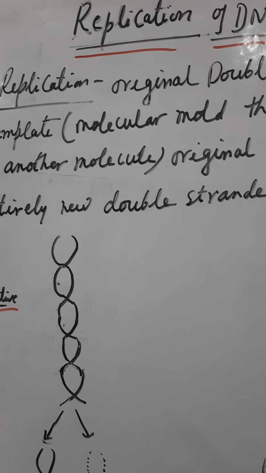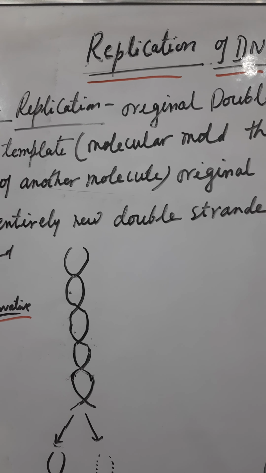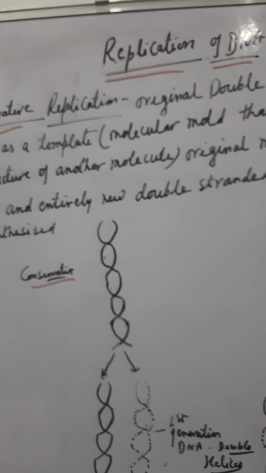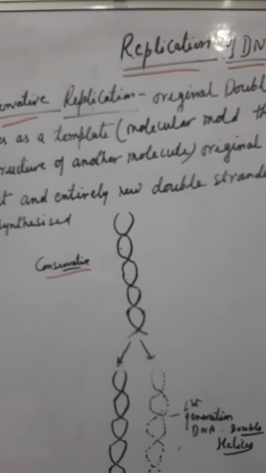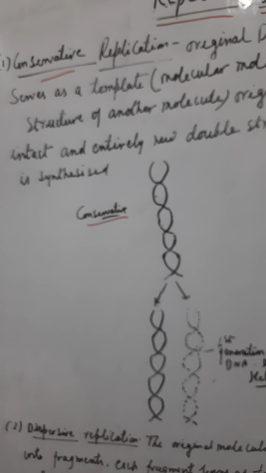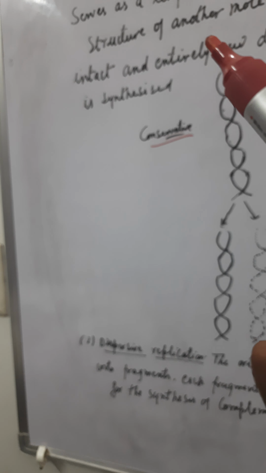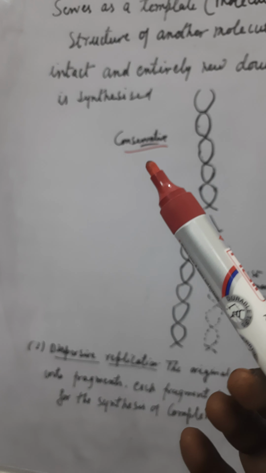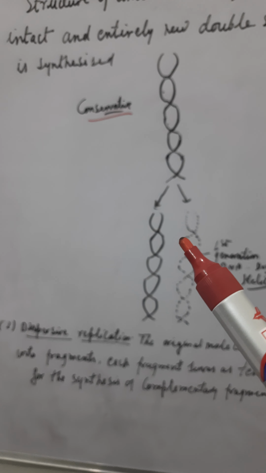Before, I had explained to you what this replication means. Replication means forming exact copies of something. This is called the process of replication, and those copies are called replicas. Now, when we are talking about the replication of DNA, we may say that the replication of the genetic material is an essential feature of cell division.